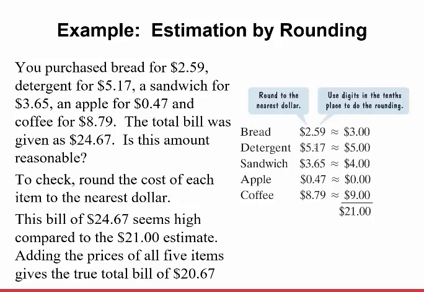The detergent, 5.17, when I round this to the nearest dollar, that's roughly $5. The sandwich, $3.65, rounds to roughly $4. The apple, since it's less than 50 cents, the number here is less than 5, so I'm going to round this down to $0. The coffee, $8.79, I'm going to round up to $9. So 3, 5, 4, 0, and 9 adds up to $21. So that seems a bit high for that bill. Adding the prices of all 5 items actually gives the true bill to be $20.67.